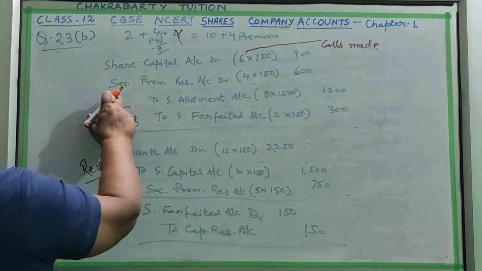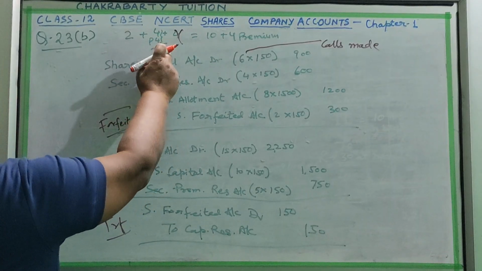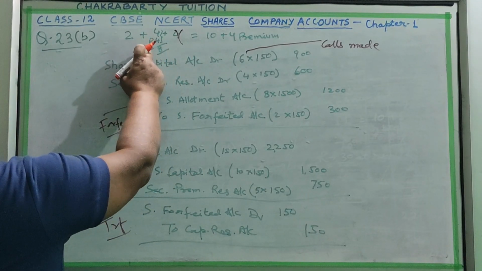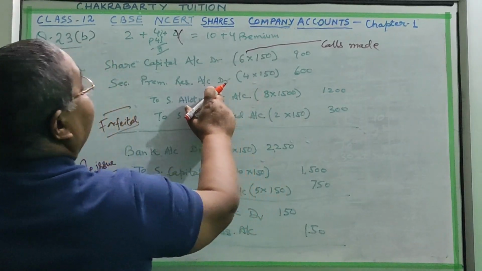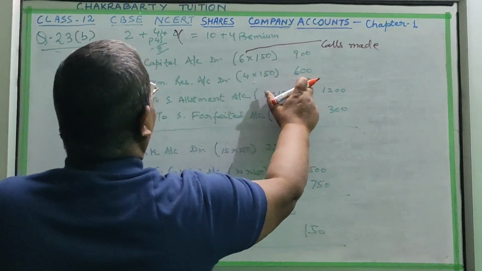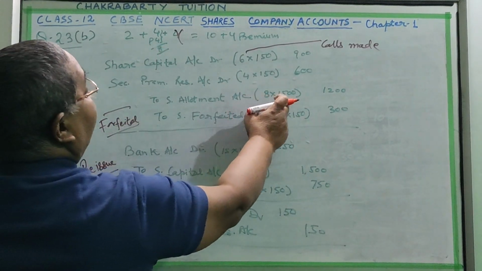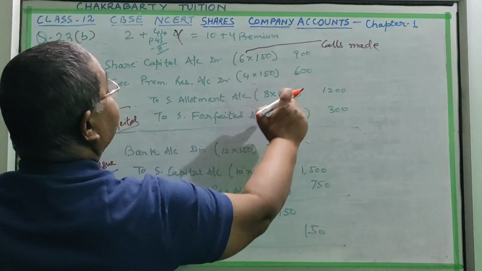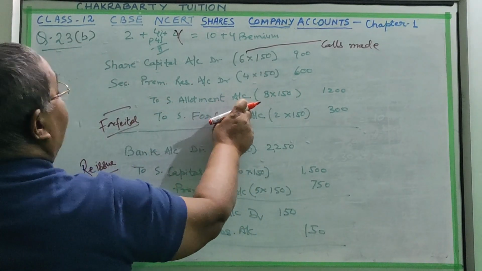Securities premium not received. Why? Because it was payable with the allotment money. Allotment is not paid, it means premium is not received. So premium account will be debited by 4 rupees at the rate of 150 shares, 600 will come. Now 8 rupees on 150 shares you have not received at the allotment.